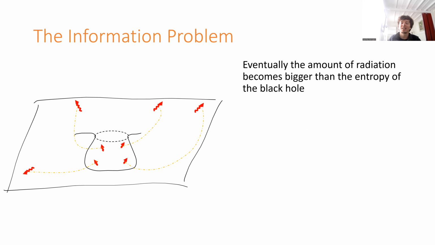Eventually, what happens is that the amount of radiation we have becomes bigger than the entropy of the black hole, which we were able to deduce from this formula involving its temperature and its energy.